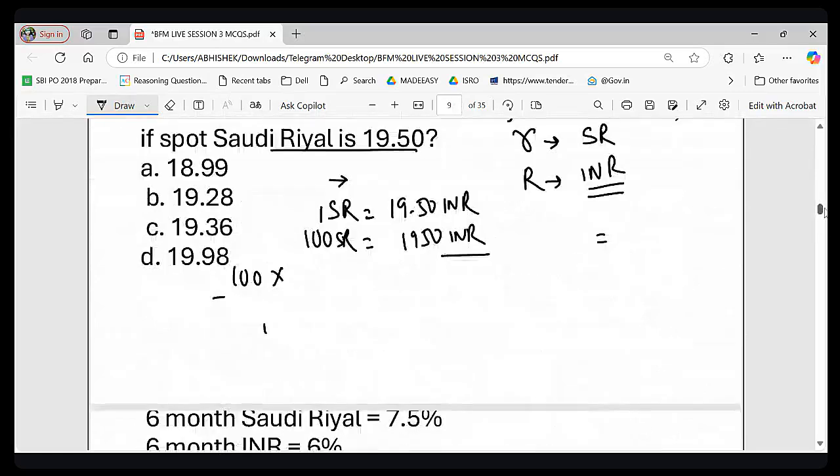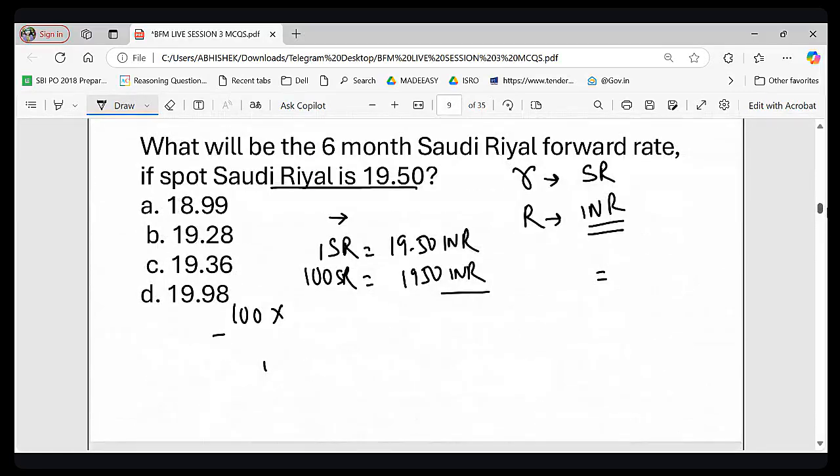So here we are right now. So 7.5 and 6. For Saudi Riyal, SR 100 multiplied by 7.5 divided by 100, multiplied by 6 by 12. We are dividing by 12 because we are taking 6 months. So after calculation, you will get 3.75. Right. This is the interest for Saudi Riyal.